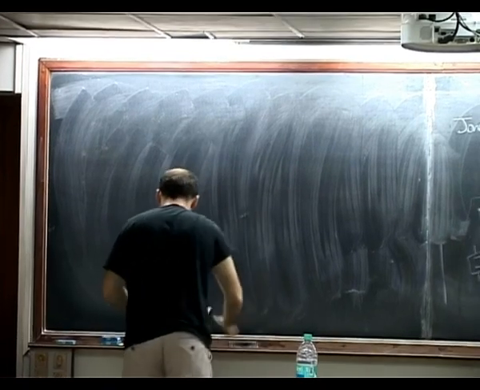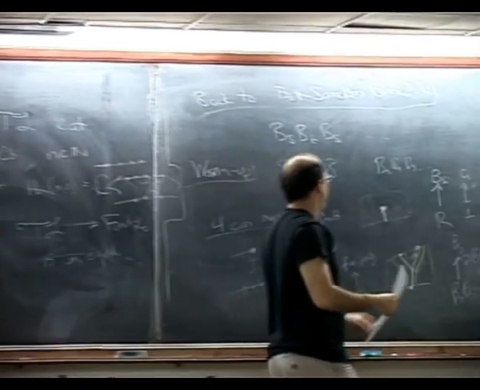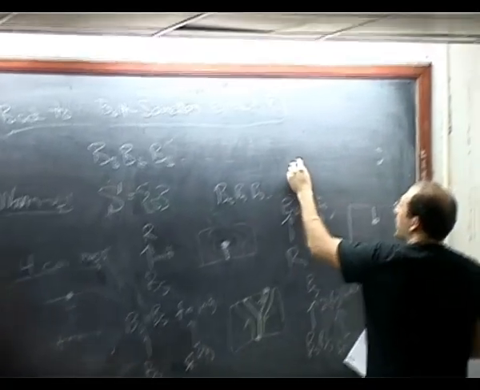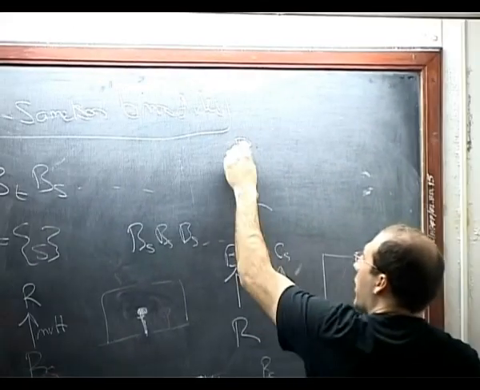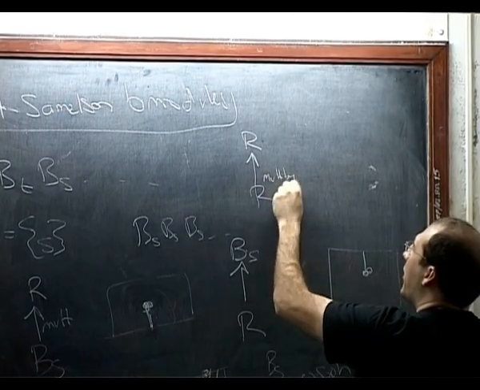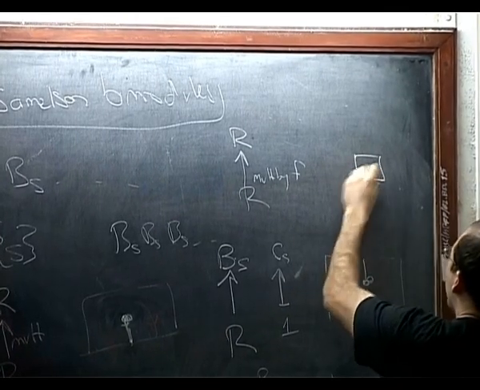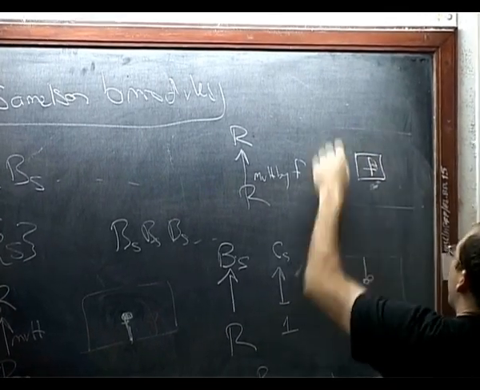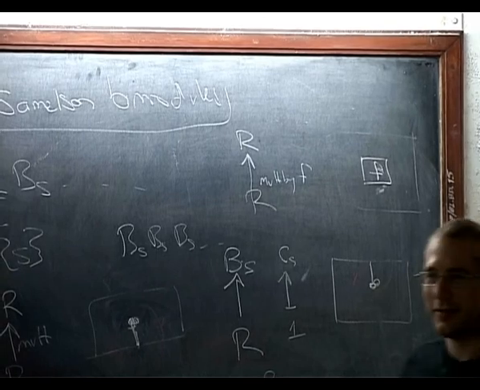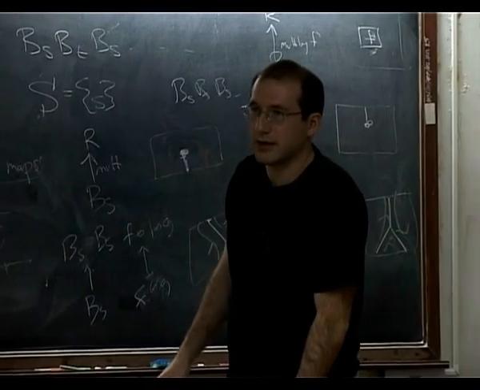Oh, we also have one more generator. I always forget this one, but this is important. There's a map from R to R, which is multiplication by a polynomial. And how do we draw this? We just put the polynomial in a box.